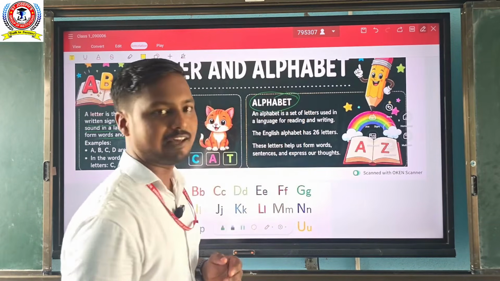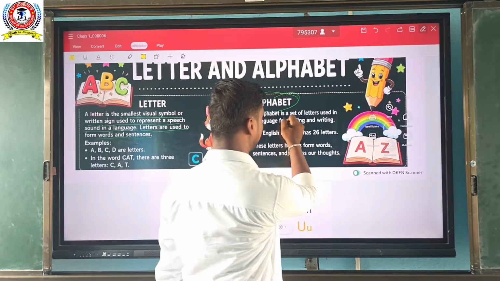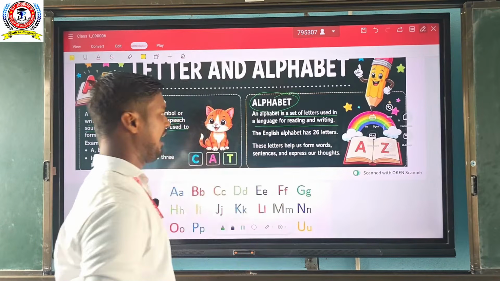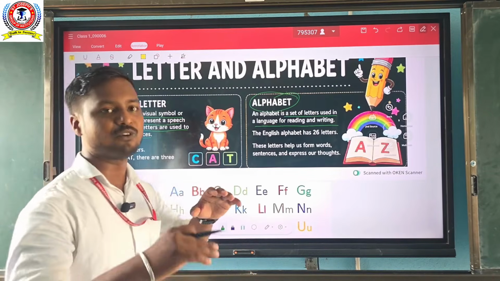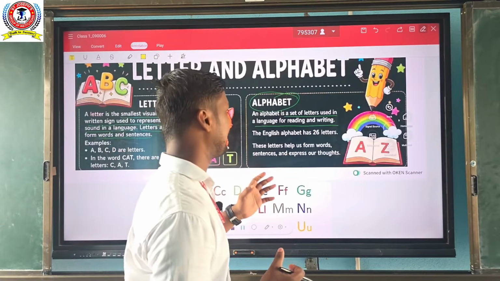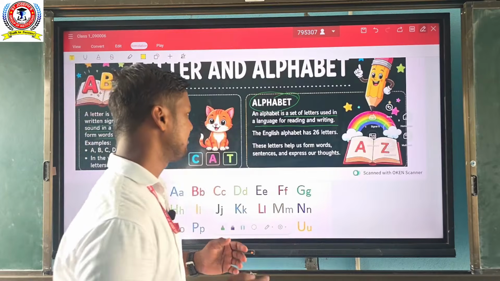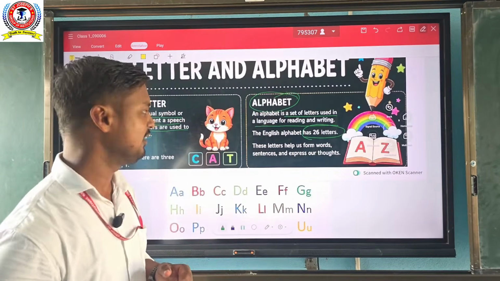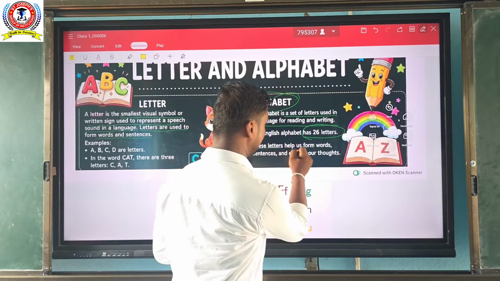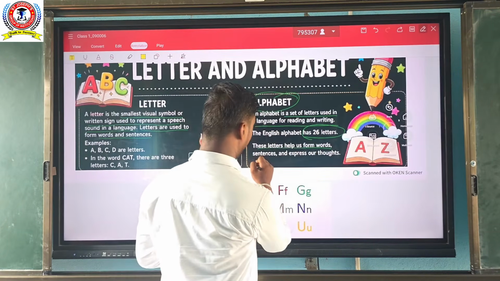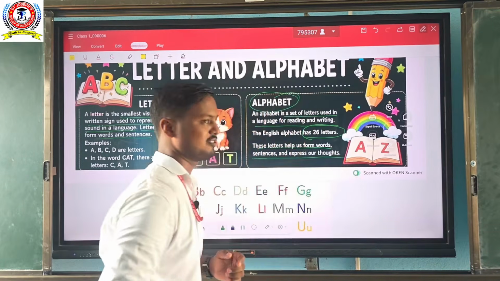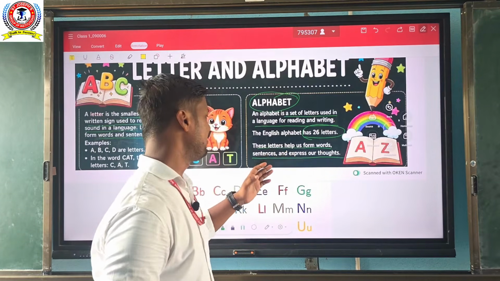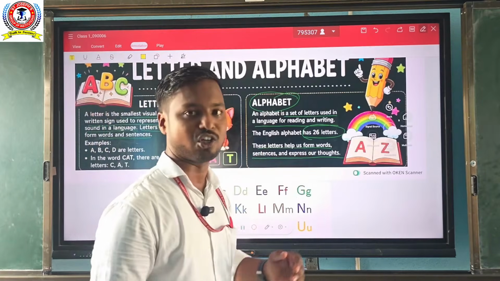What is an alphabet? An alphabet is a set of letters used in a language for reading and writing. In English, how many letters are there? There are 26 letters. These letters help us to form words and sentences and express our thoughts.